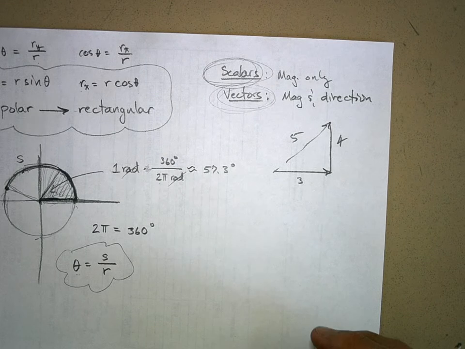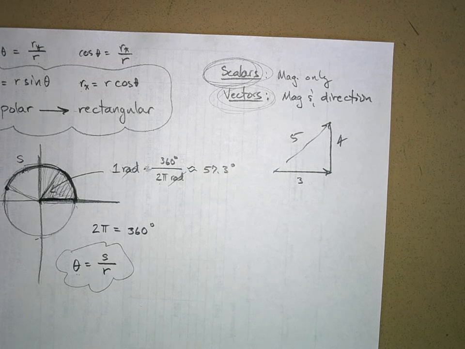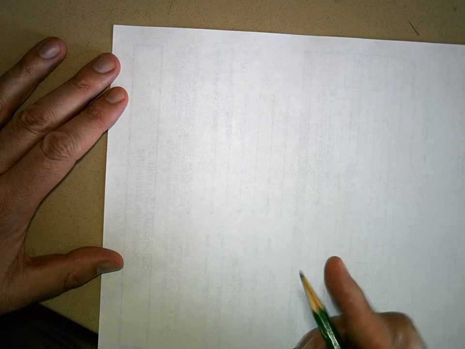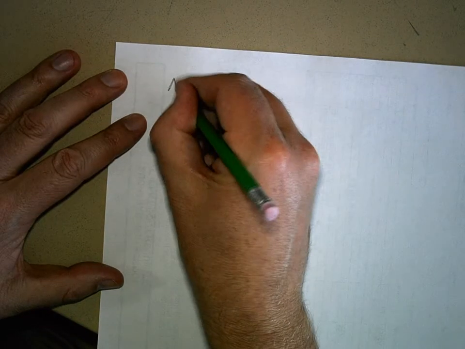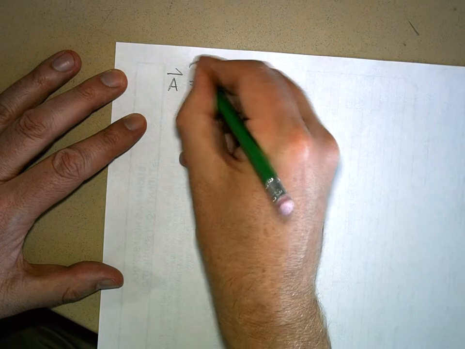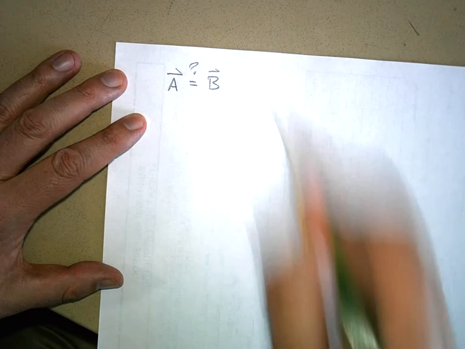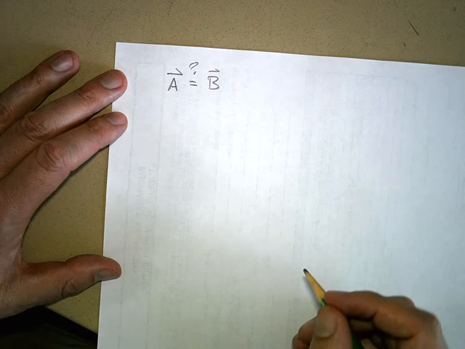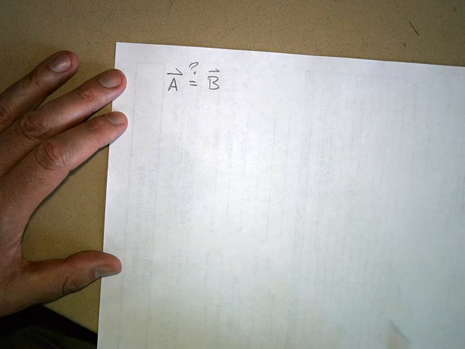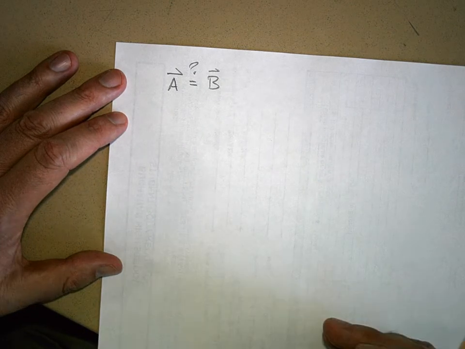So the first arithmetic we're going to learn is, before we get to that, how do you know when two vectors are equal? Let's say I have vector A. Does it equal vector B? Well, what specifies a vector? A magnitude and a direction. If they have the same magnitude and they have the same direction, they are equal.